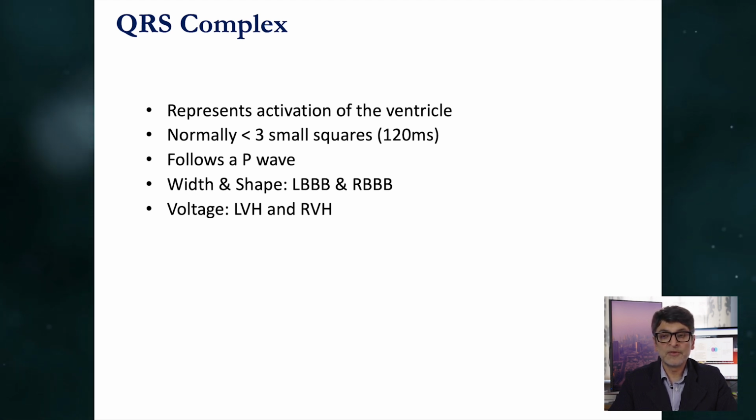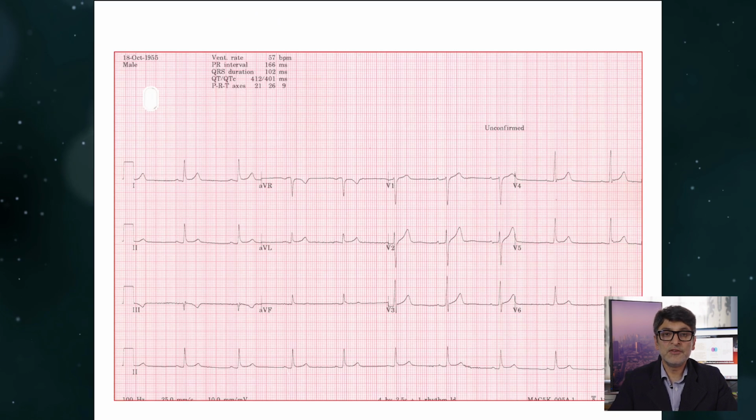The QRS complex follows a P wave, and we look at the width and shape, figuring out really whether it's left bundle or right bundle branch block, and whether there's left ventricular hypertrophy, typically is what you're looking for in primary care. So in this ECG, I just want you to get your eye in here and ask yourself the question, is this QRS narrow or broad?